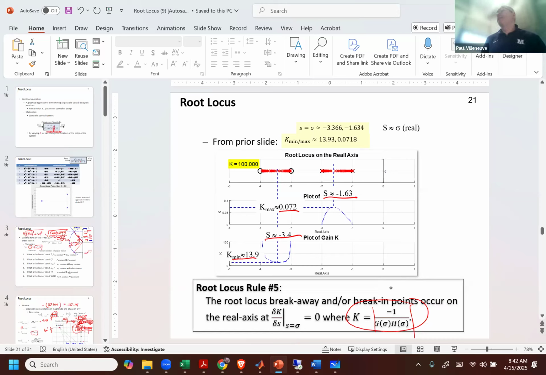Standard note card. Just what we've been doing the whole time. What's that?